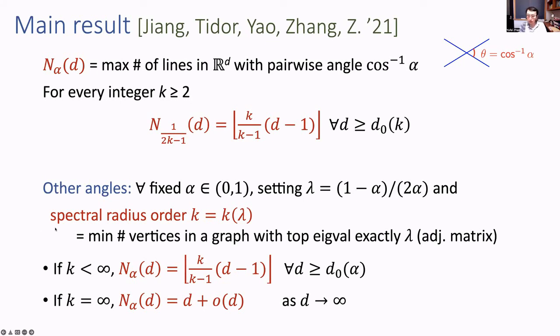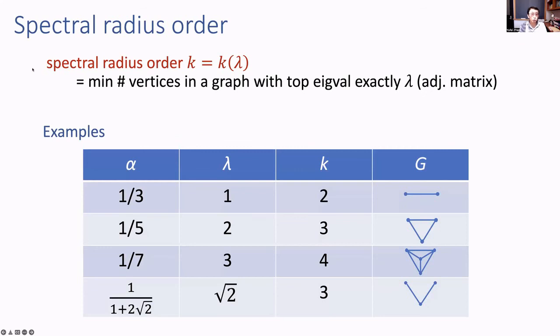When k is infinite, we know that the answer is d plus little o of d, so with an error term that is sublinear. Okay, so that's the main result. Let me also say a bit more about the definition of spectral radius order that we saw in the previous slide.